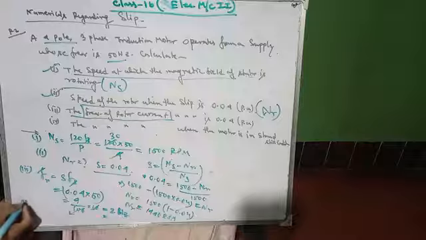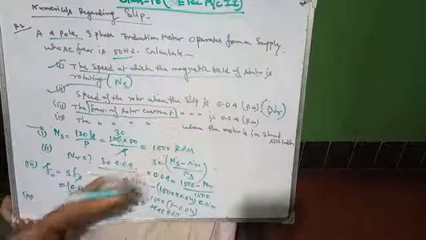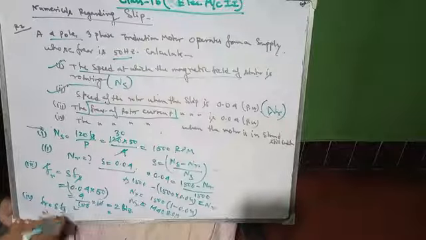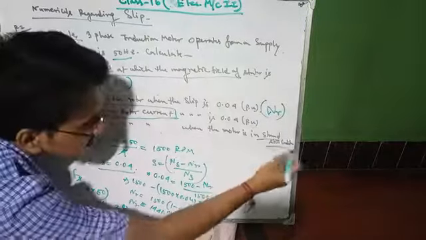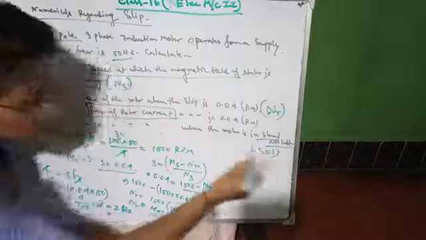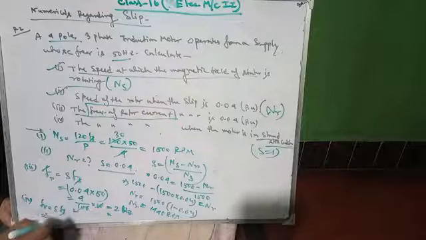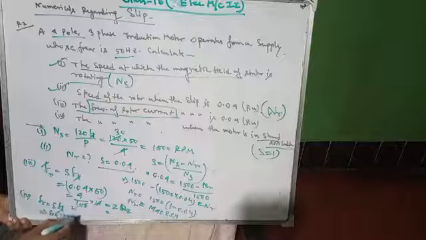And the fourth one, that is the rotor current when the motor is in standstill condition. That is Fr equals again S into Fs. Standstill condition means S equals 1. The total slip is acting on this motor. So that means Fr equals 1 into 50. That will be 50 Hertz.